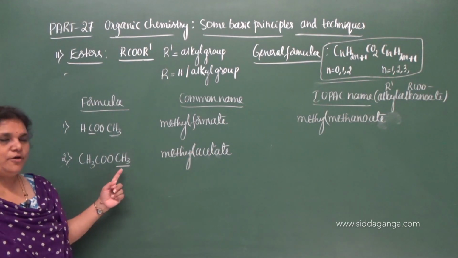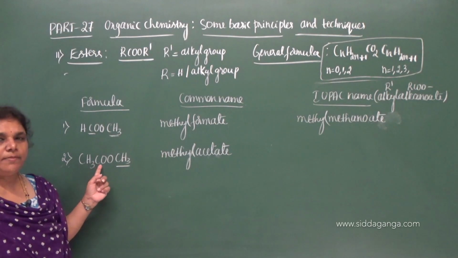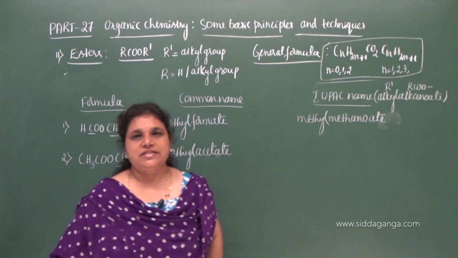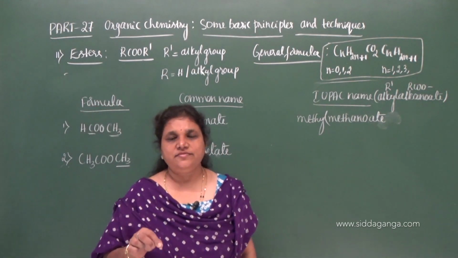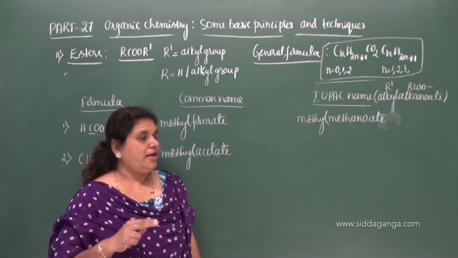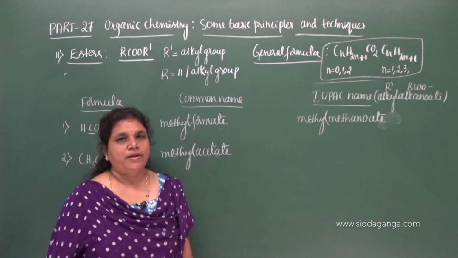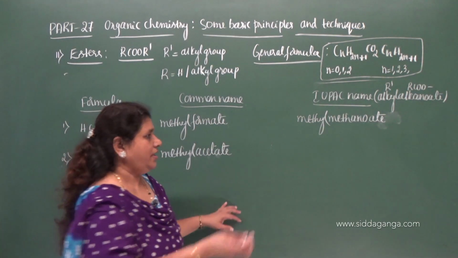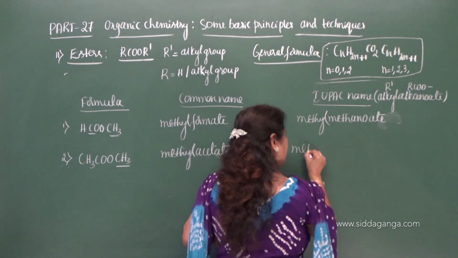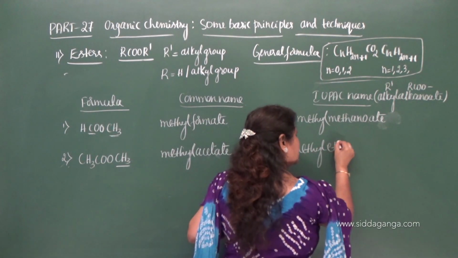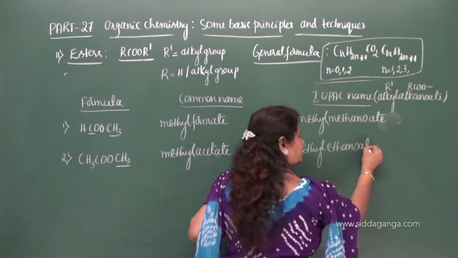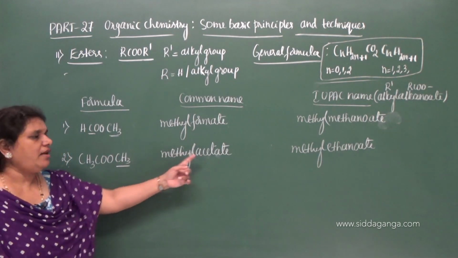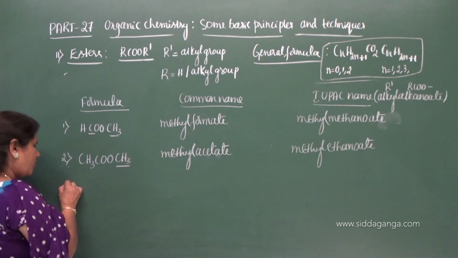Clear? Then what is the IUPAC name? Methyl. 2 carbon atoms are there. What is the IUPAC name of acetic acid? It is the acid which contains 2 carbon atoms, which is ethanoic acid, and replace "ic acid" by "ate". Then what do you get? Methyl ethanoate. Methyl ethanoate is the IUPAC name of methyl acetate. Okay, now let us move on to the third one.